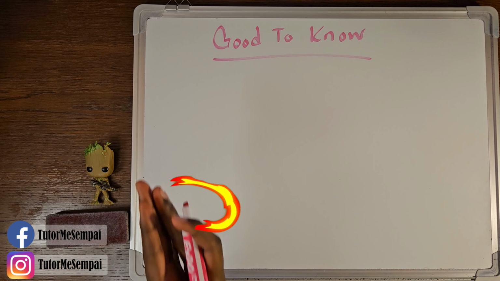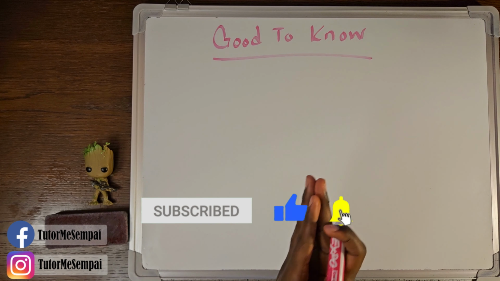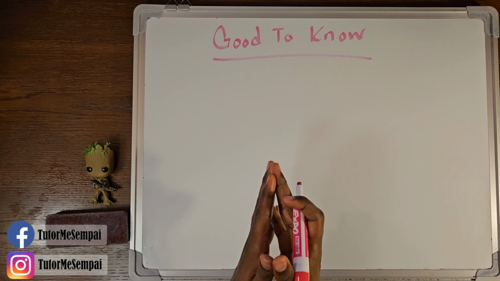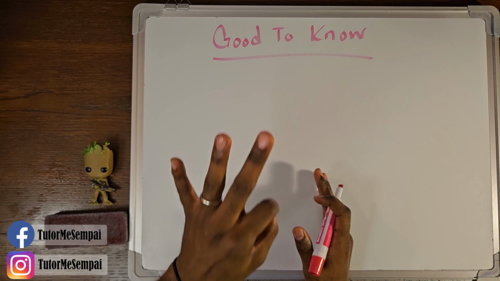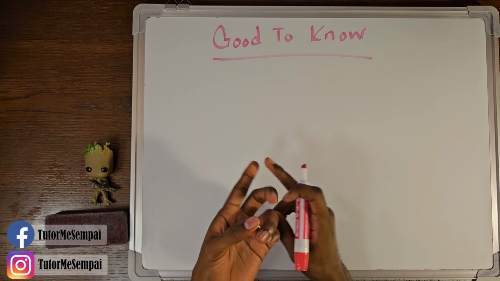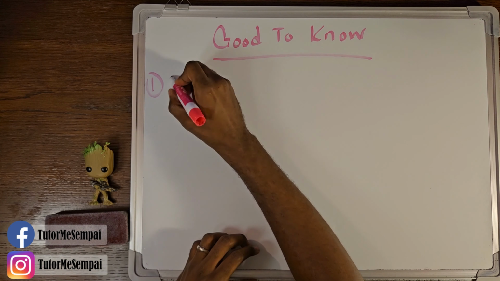Before we jump into actually using our unit circles, there's 4 really quick things that are good to know when trying to use your unit circle. And the first thing is the fact that there are actually 3 unit circles. You have your degree unit circle, you have your radian unit circle, and you have your value unit circle.